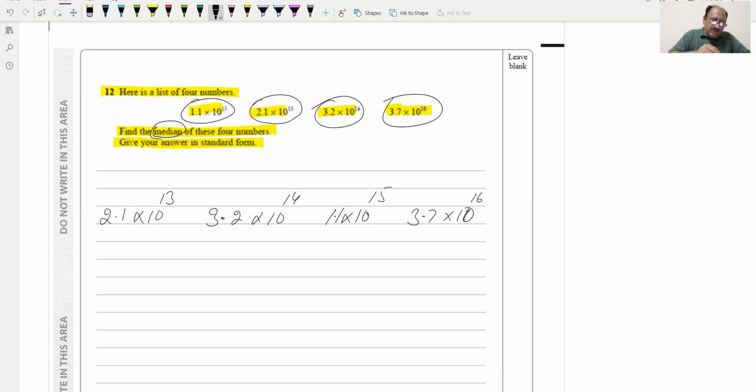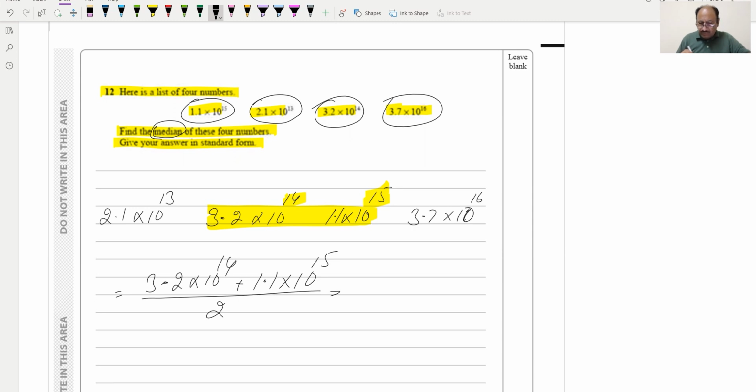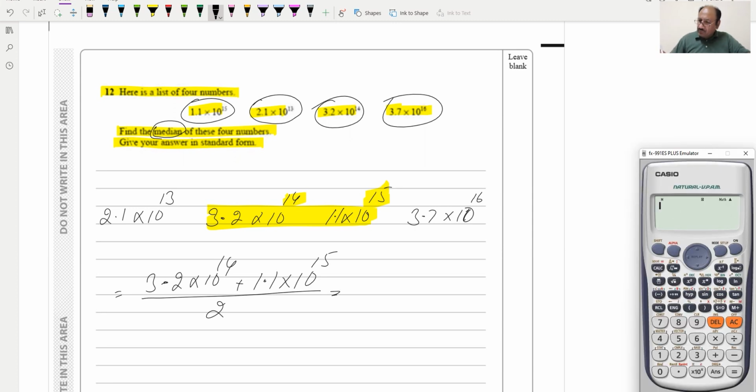Now the median will be the middle number, so the middle are 2, so we will add them and divide by 2. So it will be 3.2 into 10 raised to the power 14 plus 1.1 into 10 raised to the power 15, and divide it by 2, and we will get the answer. We can use a calculator for this question.